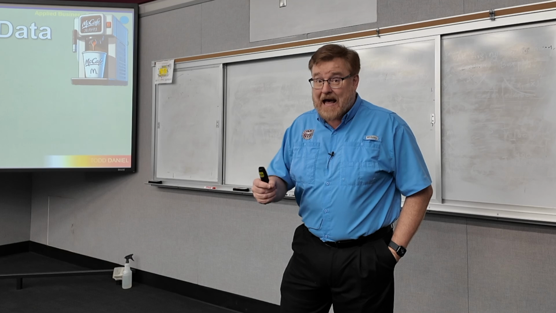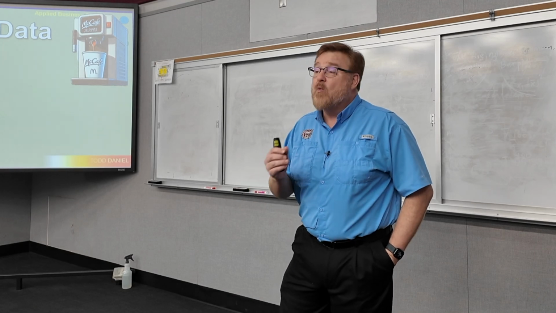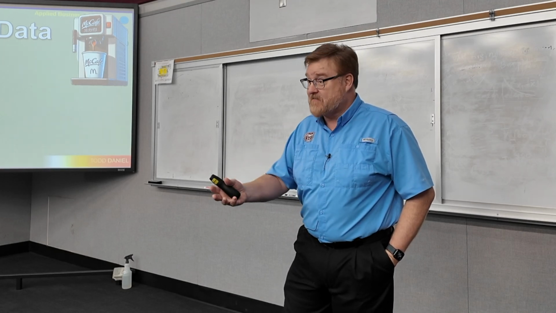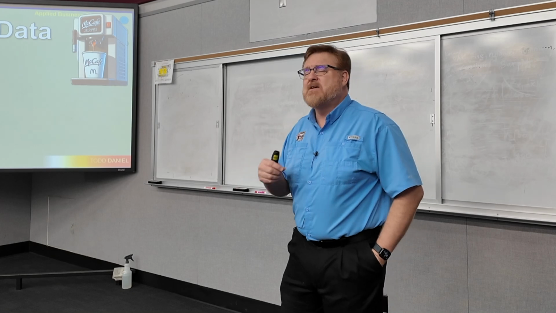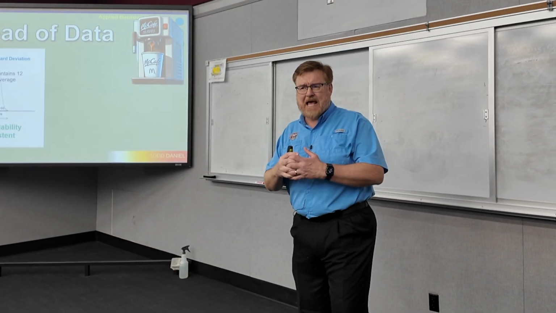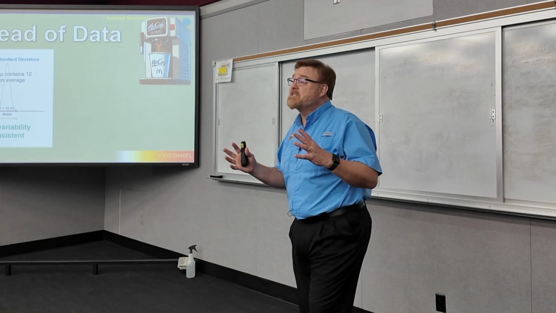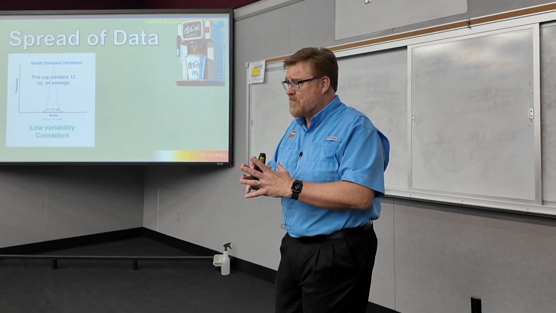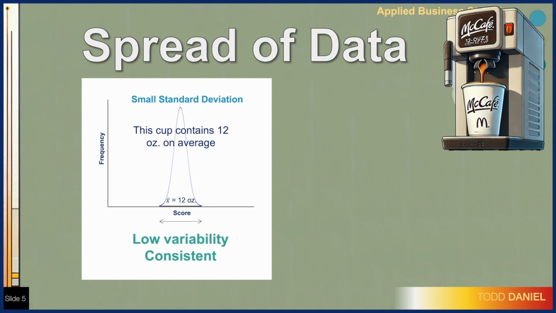We can plot the variability, we can calculate the standard deviation, and what we will find is there are some distributions that have high variability and some that have low variability. Now in this example, the average is 12 ounces, but this distribution has low variability, which means it's very consistent. It might be slightly more or slightly less, but it's consistently right around that 12-ounce average.